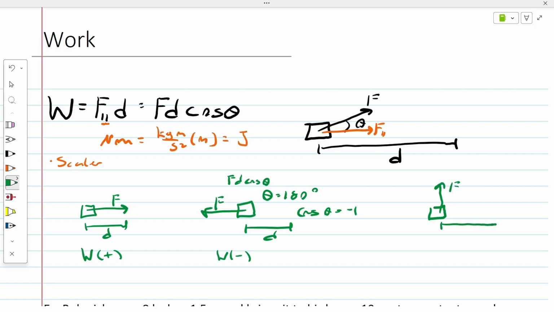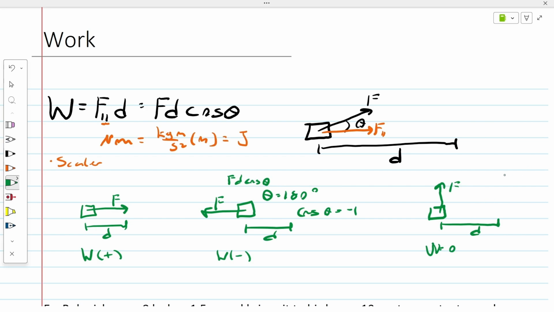And now let's say we have a box that's being pulled with a force upwards, and it travels this distance. Well, in this case, the work due to this force is going to be equal to 0, because the force is not applying any force in the direction of motion. So in this case, the work will be 0.